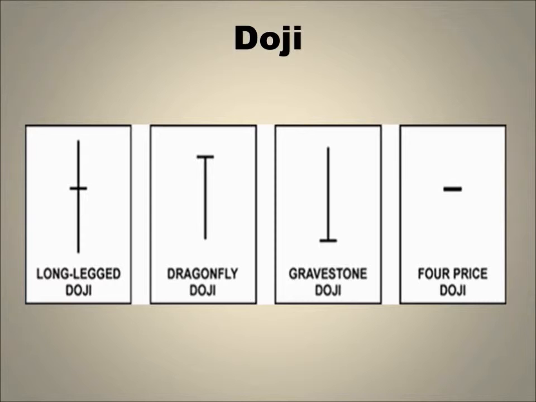And then on the right we have the 4 price doji. It tells us that virtually nothing happened in the market, because if something did happen in the market, there would be shadows. So the open, the close, the high, and the low, all 4 were at the same place. So it was a boring trading session. Sometimes we'll see these.